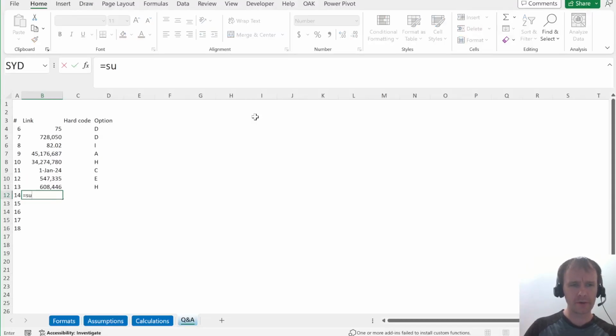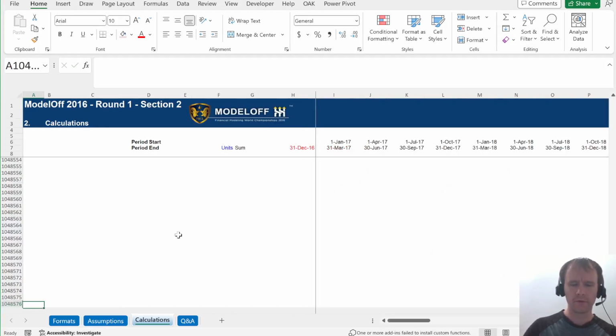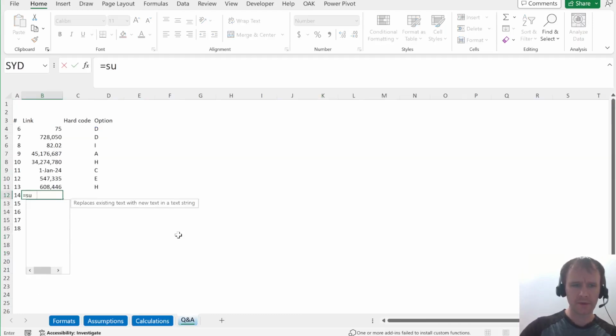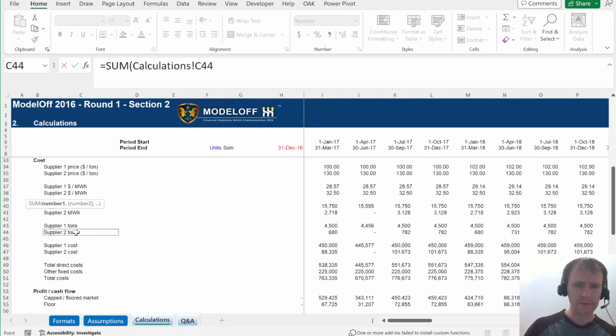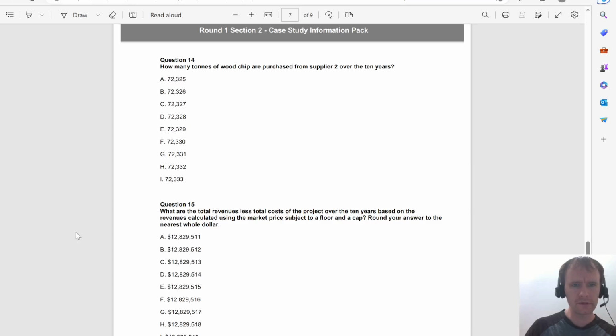Okay, 14. How many tons of wood chip are purchased from Supplier 2 over the 10 years? Oh, I don't know if I calculated. No, I did. Yeah, I did tons. Good. Get back up here. Yes, I was thinking in megawatts, but I did also calculate tons. Part of why I thought I might have laid it out inelegantly, but fine, I guess I needed that. 72328. 72328 is D.